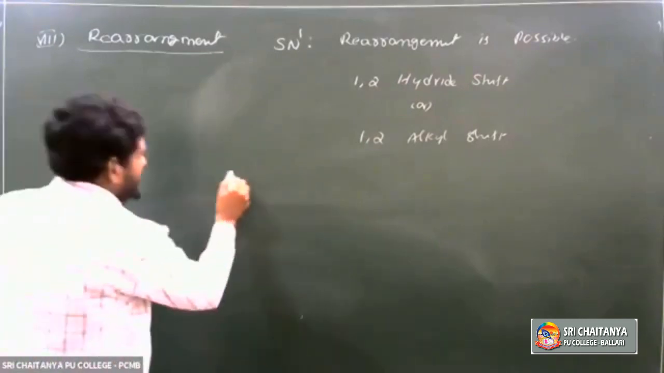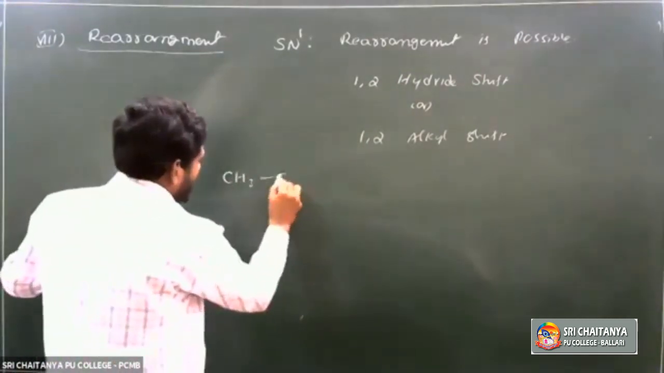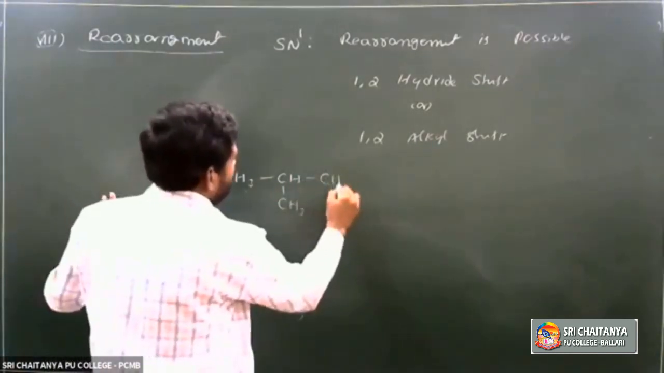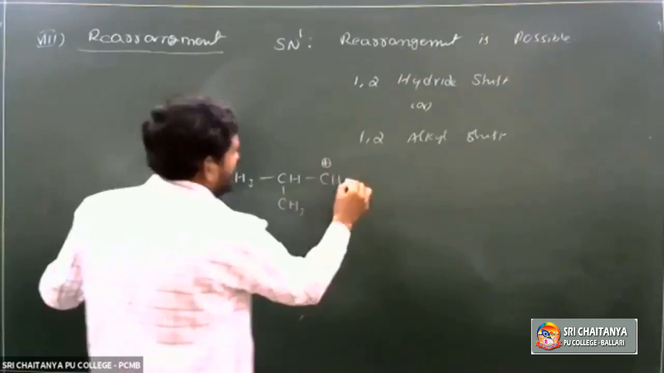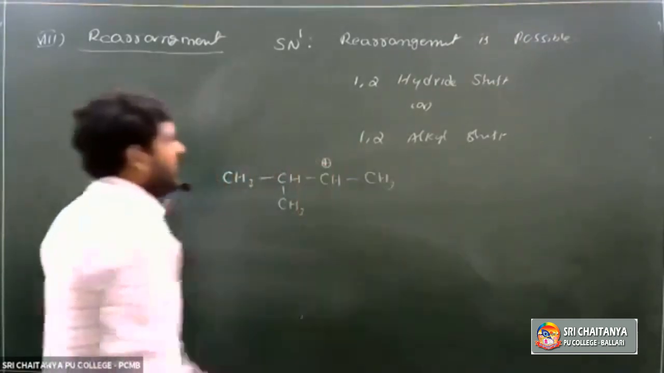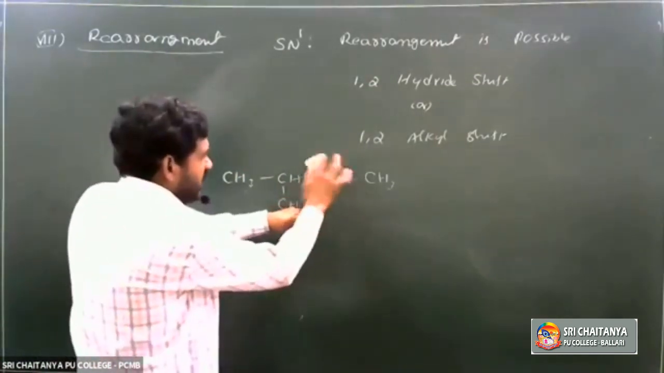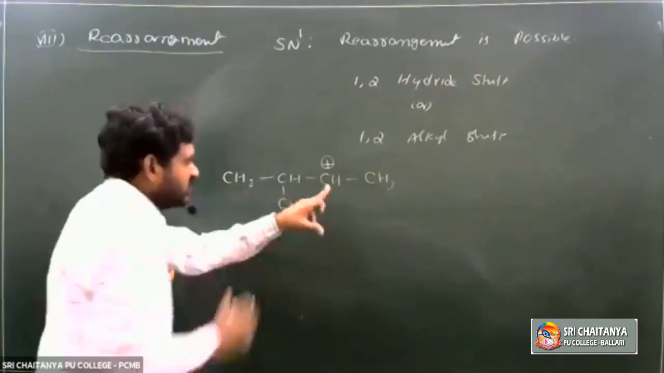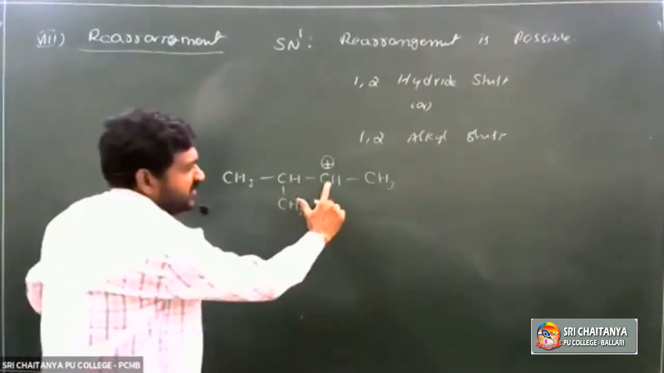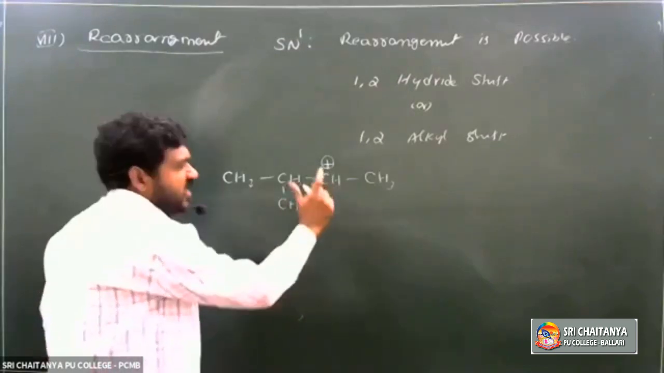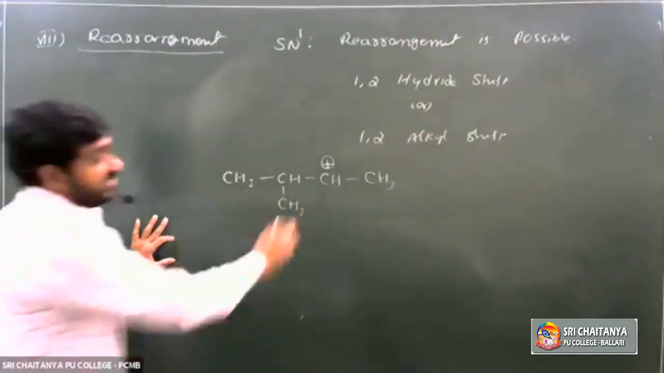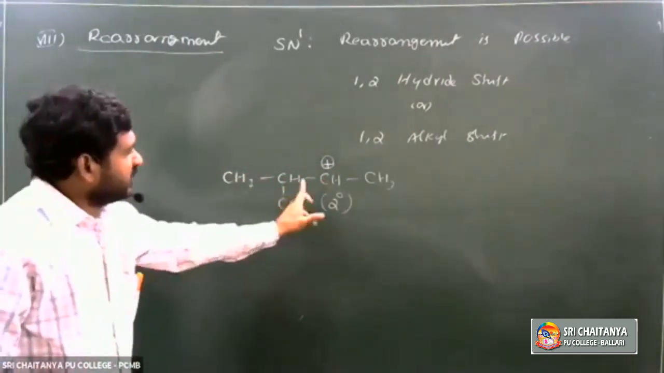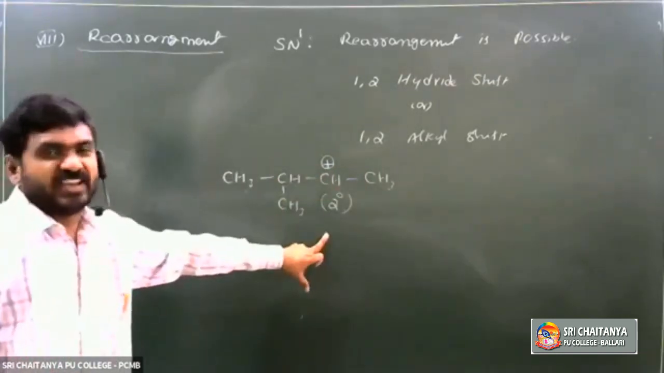Example: CH3, next to it CH3, next to it a CH, which is CH plus, and next CH3. Suppose a halide ion is attached to this carbon. In the first step, this C-X bond is broken and a carbocation is formed. Is it a primary, secondary or tertiary carbocation? It is a secondary carbocation, because this carbon is attached to two other carbons.